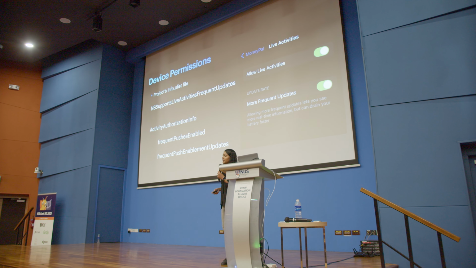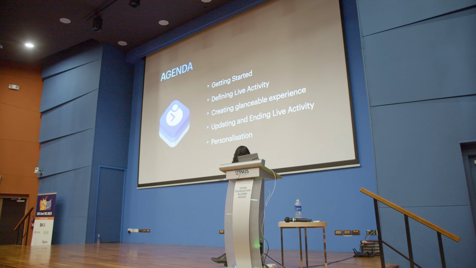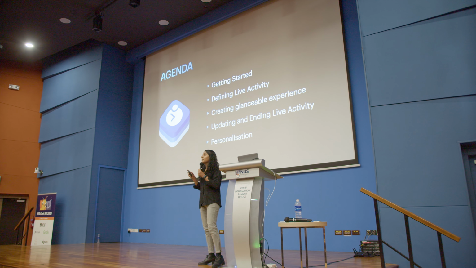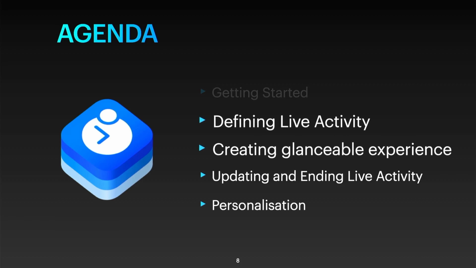Both of these APIs, frequentPushesEnabled and frequentPushEnablementUpdates, are also available from ActivityAuthorizationInfo object. So that was just about starting supporting live activities for our application. Let's go through how we can define the live activities and create a glanceable experience. The support for frequent pushes is only available from iOS 16.2 and later. So let's see how we can define the live activities.